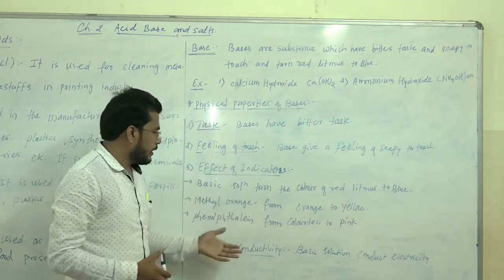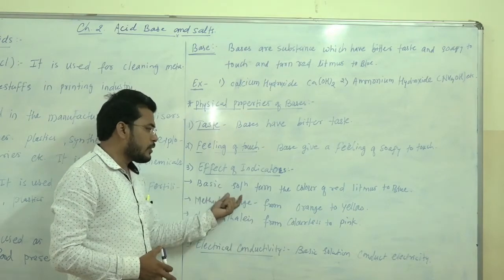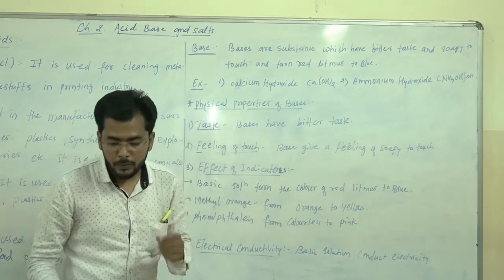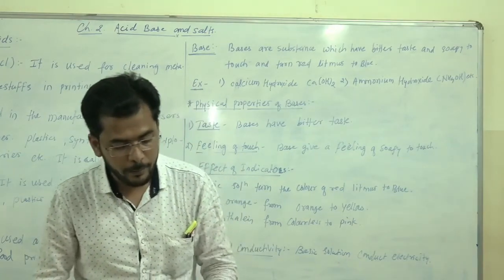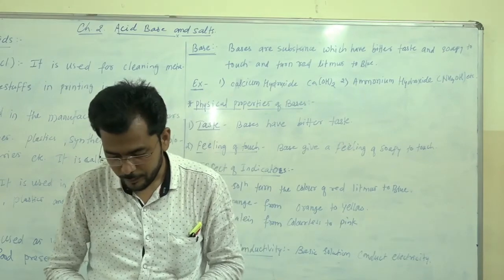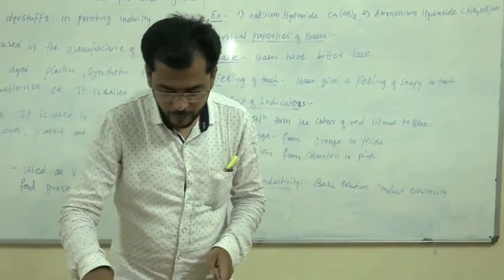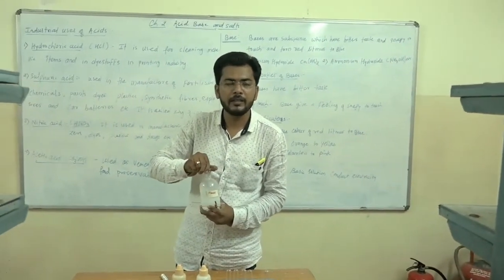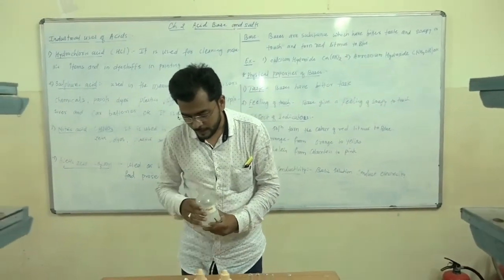So for the effect of indicators, first we will see that a basic solution turns the color of red litmus to blue. So we will see one by one. Practically we will see, we are having the base sodium hydroxide.